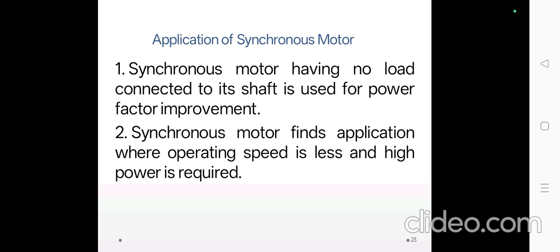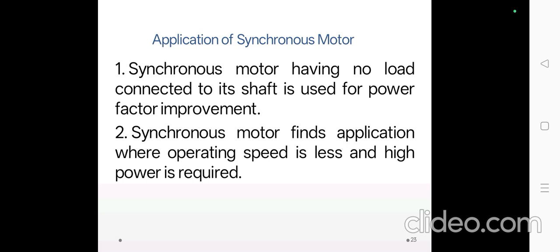The advantages of the synchronous motor are: by changing the excitation, the power factor can be varied. It can be used as a synchronous condenser for improving power factor. The speed is always constant irrespective of load. Electromagnetic power varies linearly with the voltage.